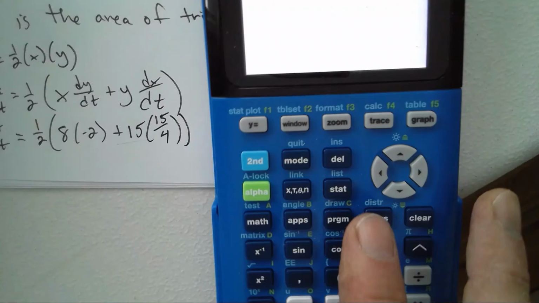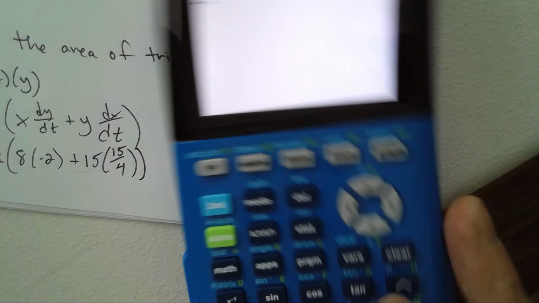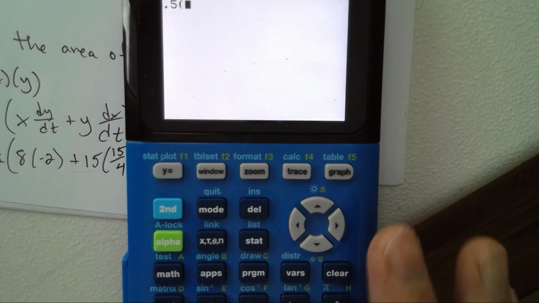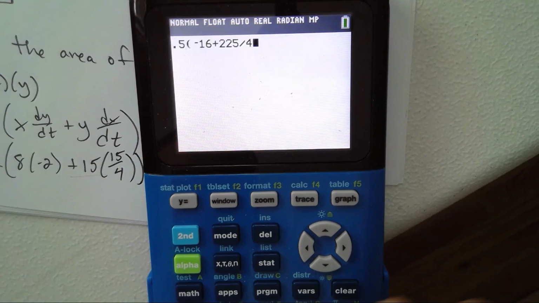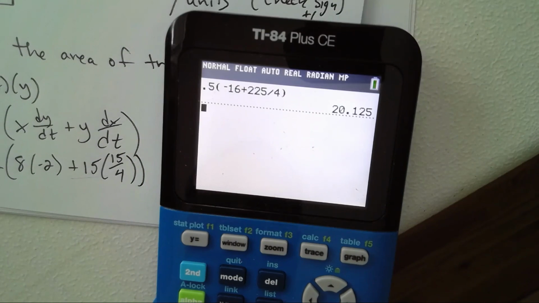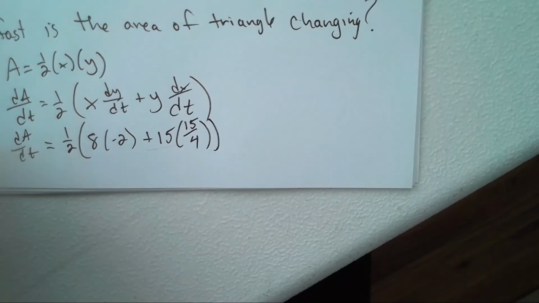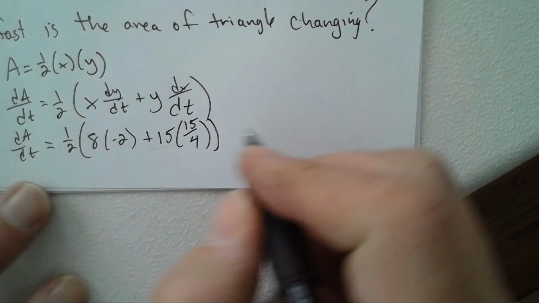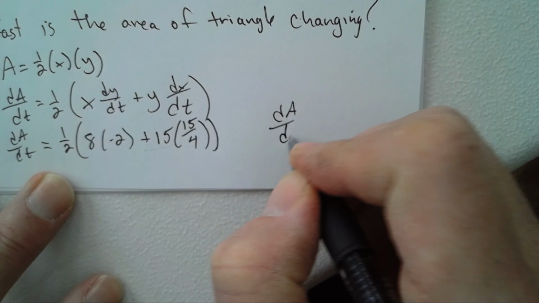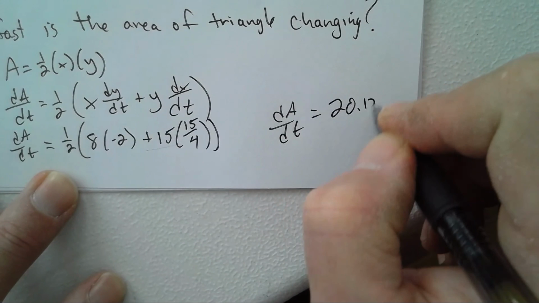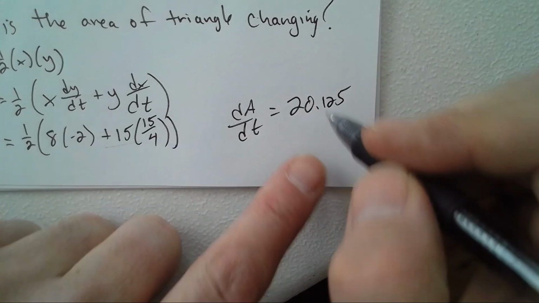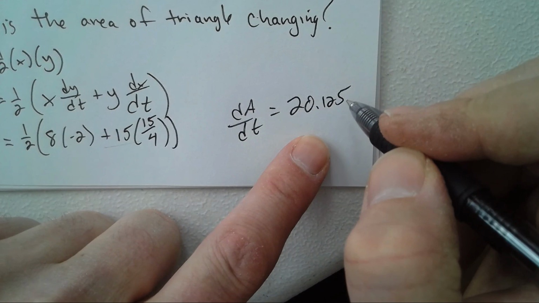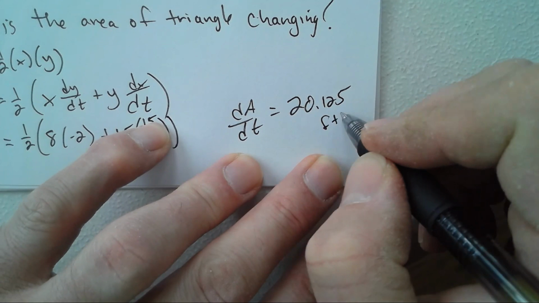So 0.5 times -16 plus 225 over 4 gives us 20.125. So dA/dt was 20.125, and we talked about the fact that it should be positive because the area is getting bigger. Now the units would be feet squared per second.